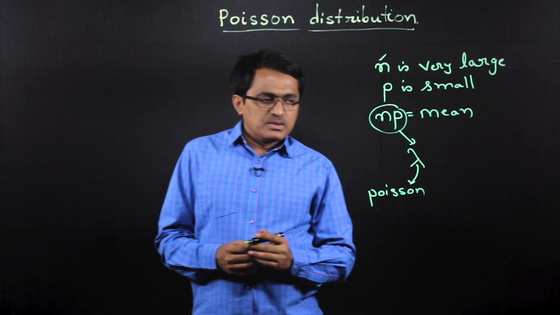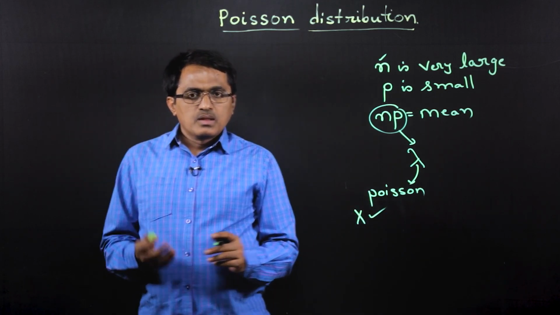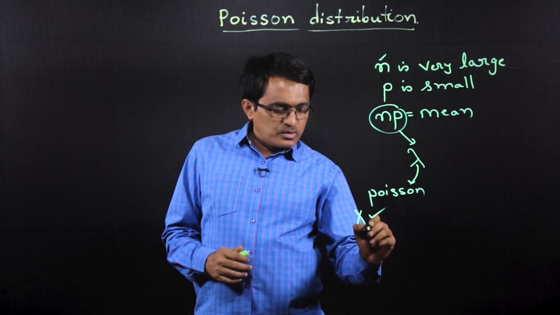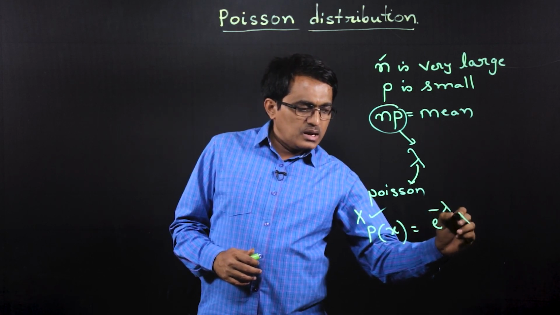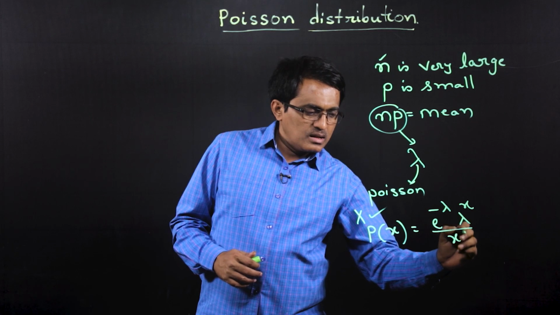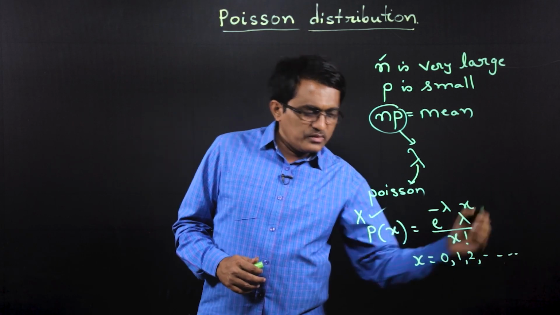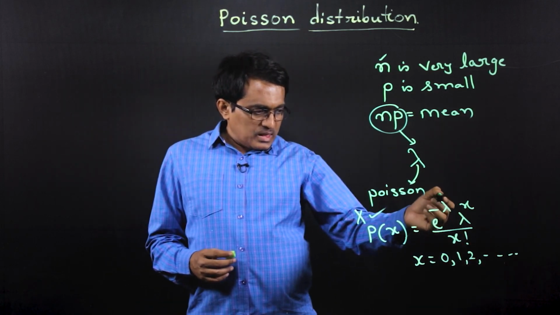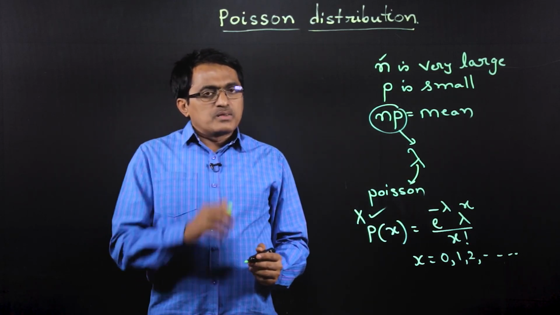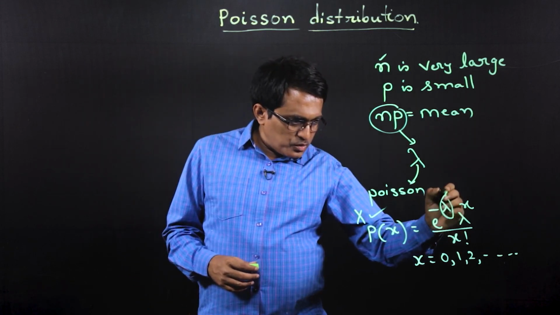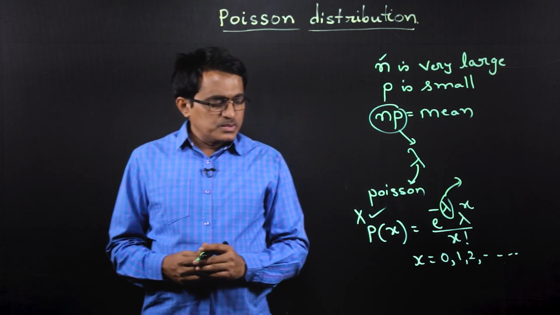So, what is this Poisson distribution? Here, x is a discrete random variable whose probability distribution function is given by p of x equal to e power minus lambda, lambda power x by x factorial, where x takes values 0, 1, 2 and so on up to infinity. Here the parameter is lambda, which is the parameter of the distribution, and by using lambda we can model or use the Poisson distribution.